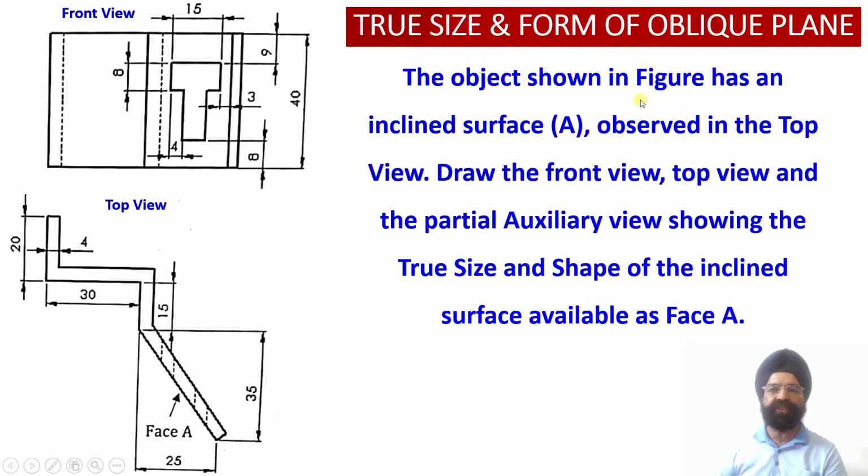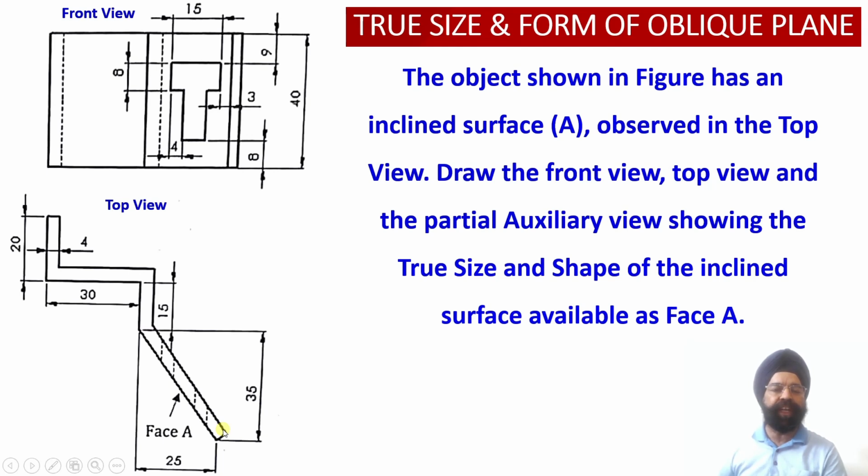Now let us read out the statement. The object shown in the figure has an inclined surface A observed in the top view, so we are required to draw the front view, the top view and the partial auxiliary view showing the true size and shape of the inclined surface available as surface A. So this is the face A. So this edge view is an inclined surface.